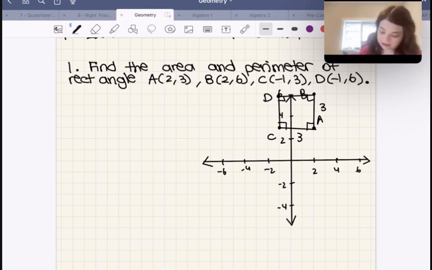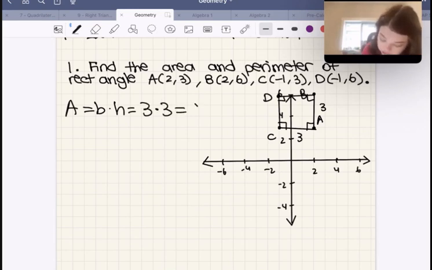All right, so area is base times height. And in this case, base and height are both 3. So therefore, it's going to be 3 times 3, which is 9. So area is going to be 9 units squared.